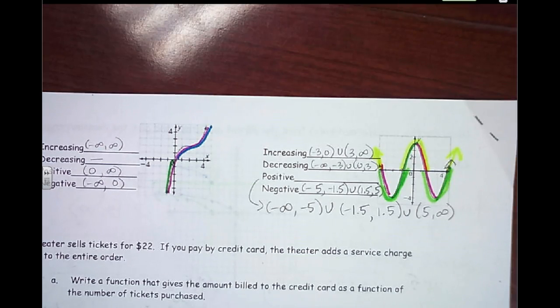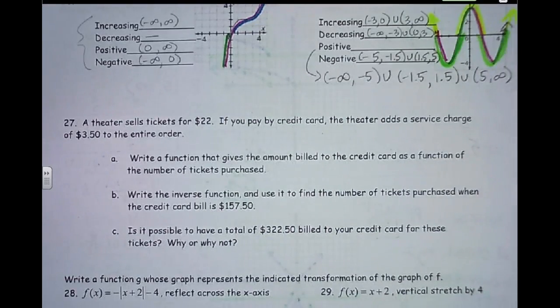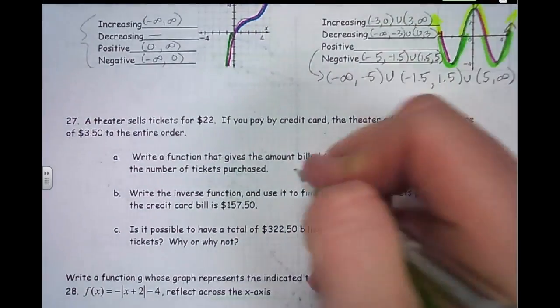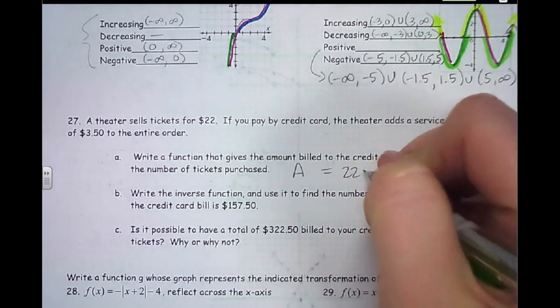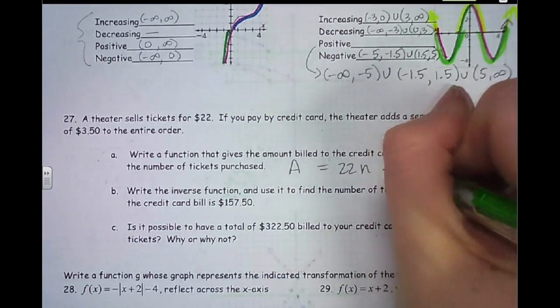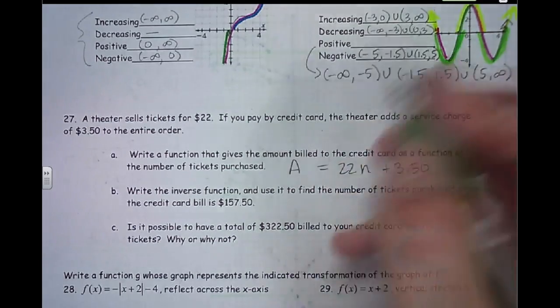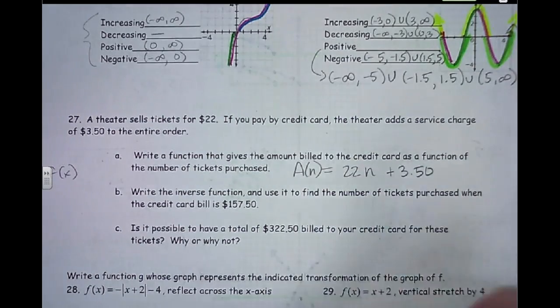Okay, number 27. A theater sells tickets for $22. If you pay by credit card, they add a service charge of $3.50 to the entire order. Okay, so write a function that gives the amount billed to the credit card as a function of the number of tickets. Okay, so we have amount is equal to, so $22, I'm going to use n for number of tickets, and then they always add $3.50. Now, because it's a function, we say a of n. So kind of like when we do f of x, I'm going to use amount.